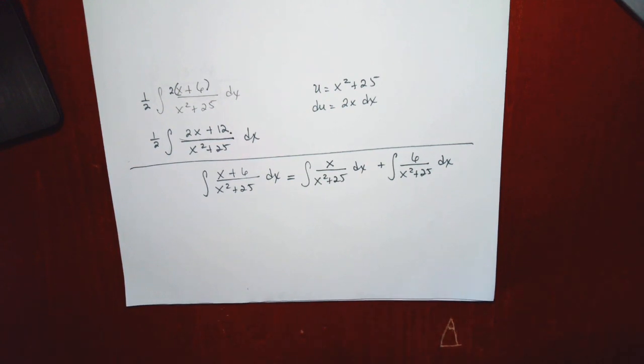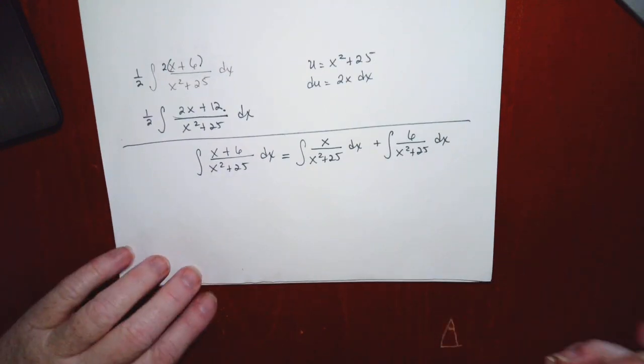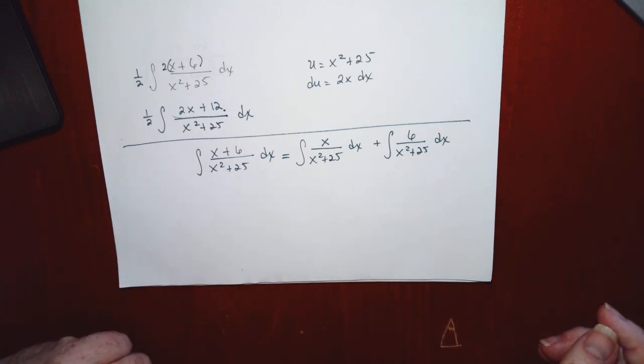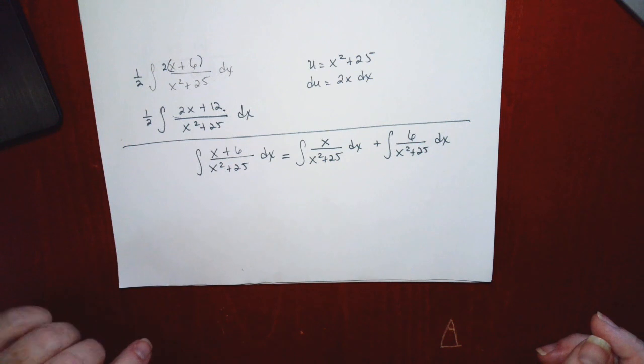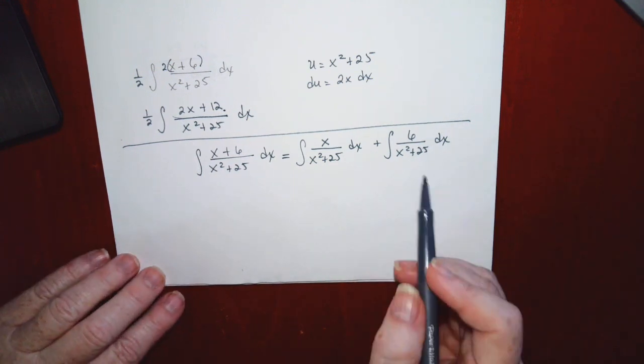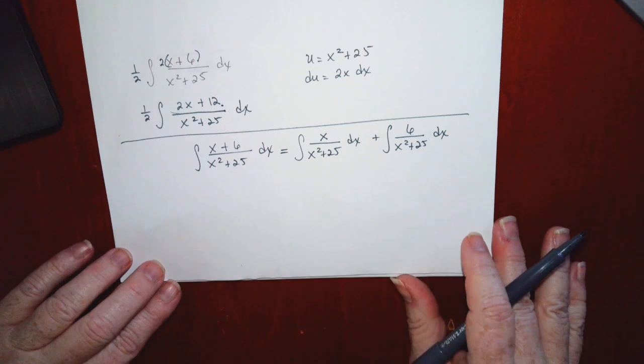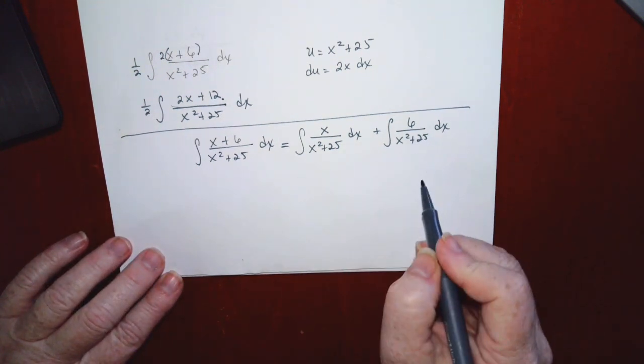Anybody want to hazard a guess there? What might it have to do with when you have a u squared plus a squared in the bottom? Inverse something. What would it be? Yes, it's an arctangent integral. Excellent. So I'm going to treat these separately.